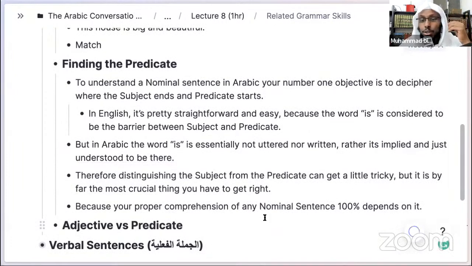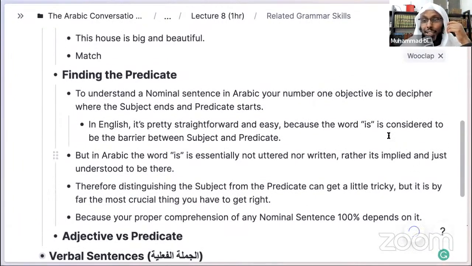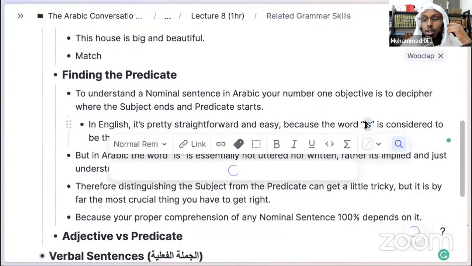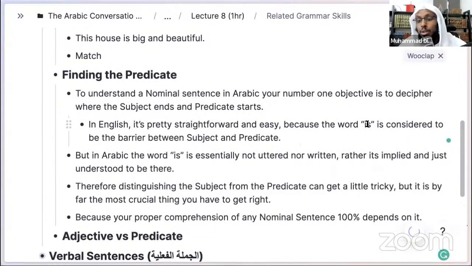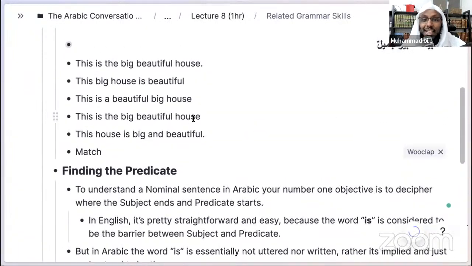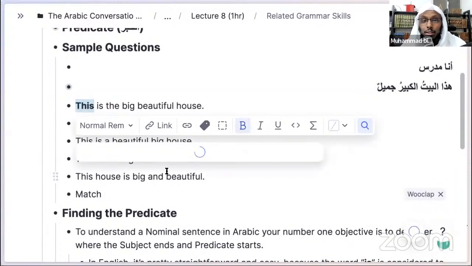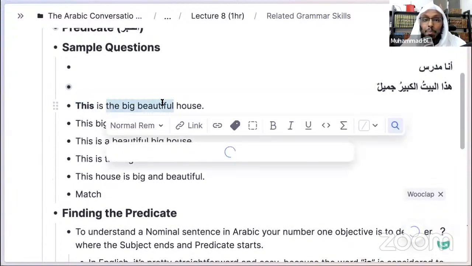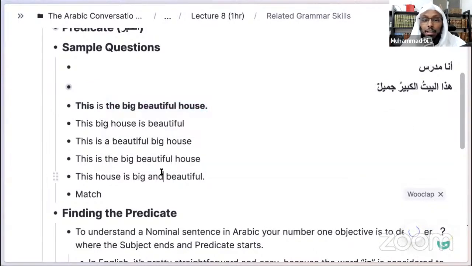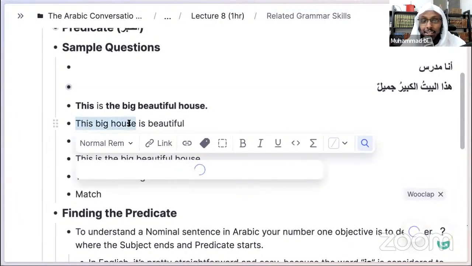Now in English, it's pretty straightforward and easy. Why? Because the verb "is" is considered to be the barrier between subject and predicate. In English, everything that comes before is the subject. Everything that comes after is the predicate. Okay, so let's check this out. Here in English, in these sentences, that's the subject, "the big beautiful house," this is the predicate. Okay, in English. Here, this is the subject.